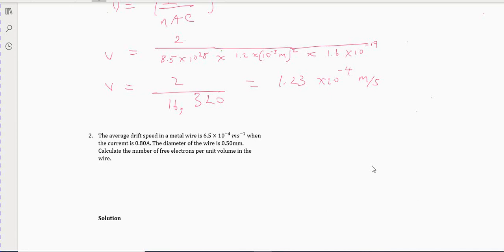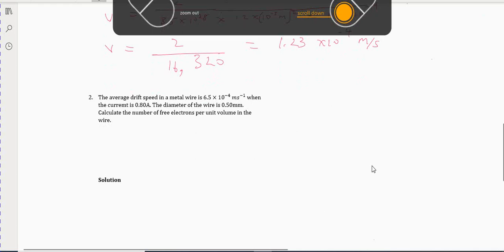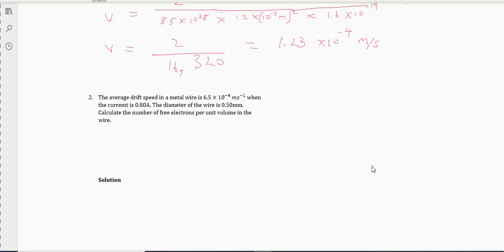It says that the average drift velocity in a metal wire is 6.4 times 10 to the minus 4 meters per second when the current is 0.8 amps. The area of the wire is 0.5 millimeters. I mean, my apologies, not area. The diameter of the wire is 0.5 millimeters. And they say calculate the number of free electrons per unit volume in the wire. So we expect that we're finding the N value. So let's just go ahead and attempt this question.